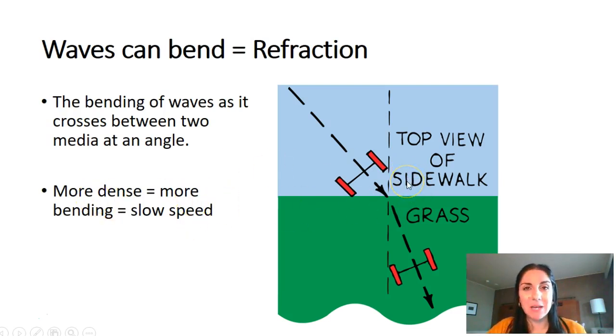And also, as you might imagine, the more dense something is, the harder it is to move through. You actually slow down. So light and sound slow down when you go into a more dense medium. So air going into water, sound waves coming from air and going into water will actually bend and slow down.